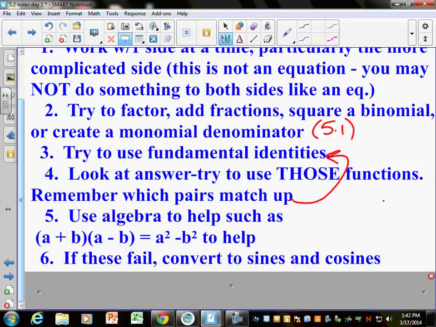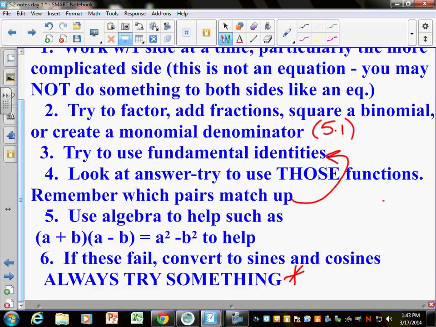Number 6, I put this as the very last step because this should not be your go-to method. Sometimes changing to sines and cosines is the worst idea. But if you can't get any of the above to work, then try to convert to sine and cosine, because you can change every trig function into sine and cosine: tangent, cotangent, secant, cosecant. All the other ones can be changed to sine and cosine, so sometimes that's a good idea. It's never my first try because sometimes it makes the problem insanely difficult. But if you get stuck, that's my go-to thing.